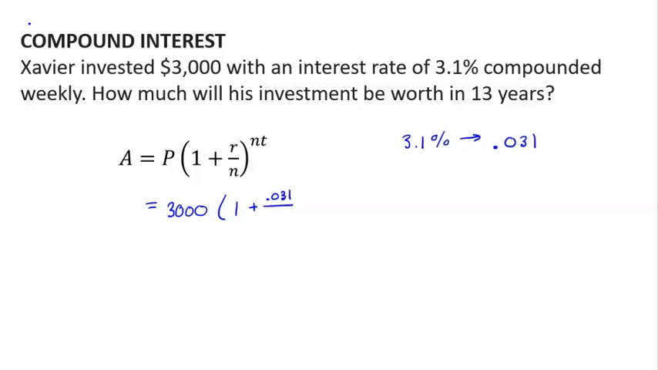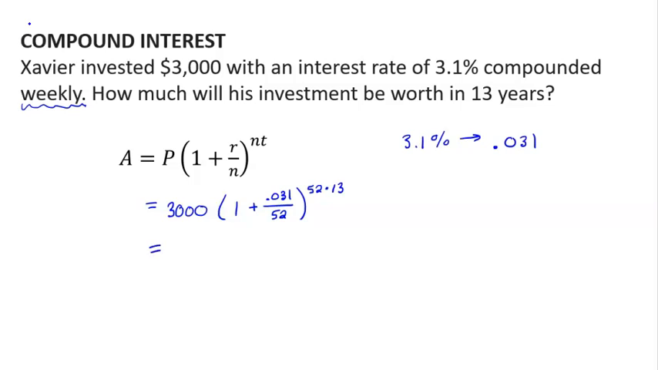And then n is the number of times in a year, and it says weekly. And so if you can't remember that there are 52 weeks in a year, that is on the reference sheet in the conversion tables at the top. And so that's going to be 52. And then how many times is this happening over the entire time period? That's going to be 52 times a year for 13 years.